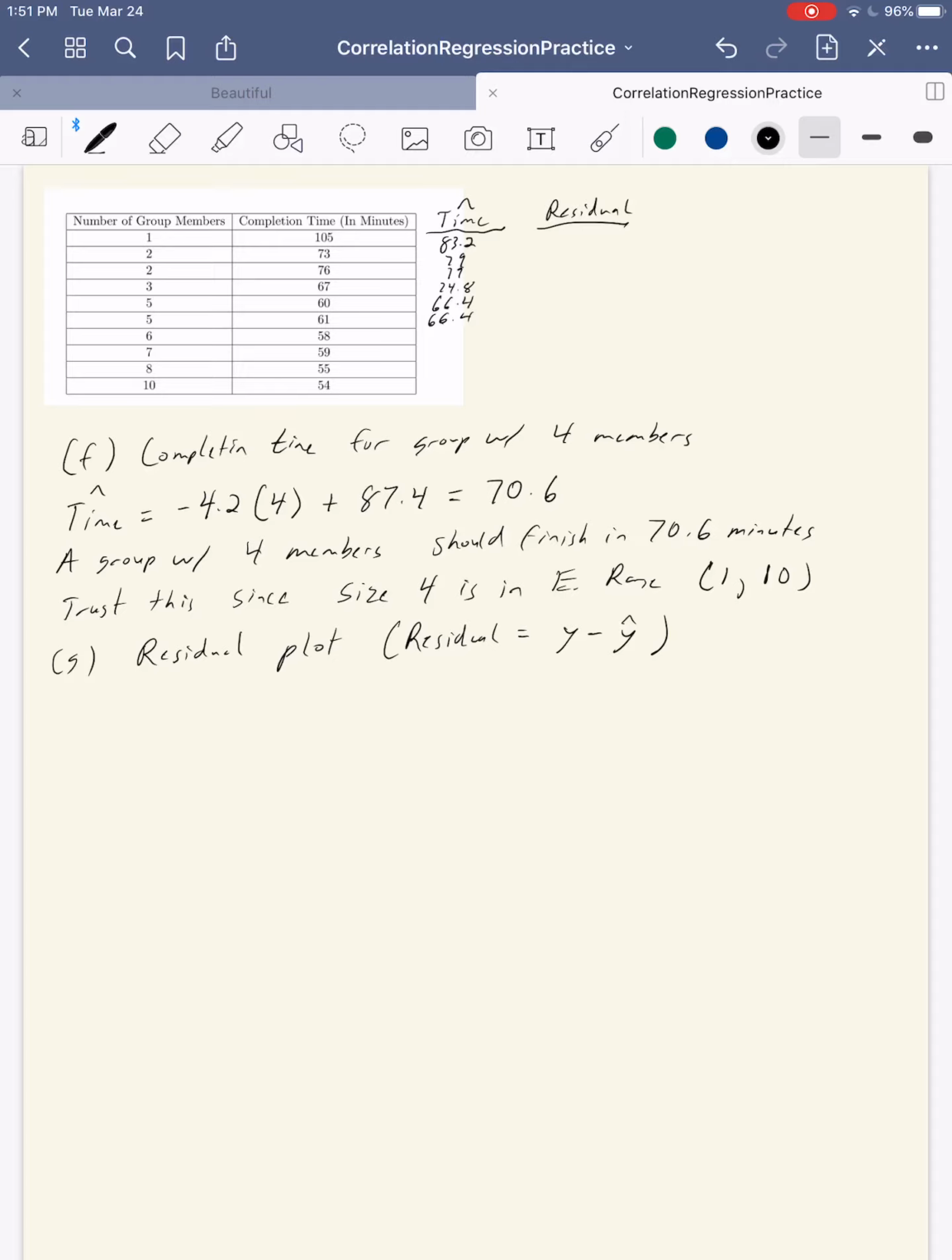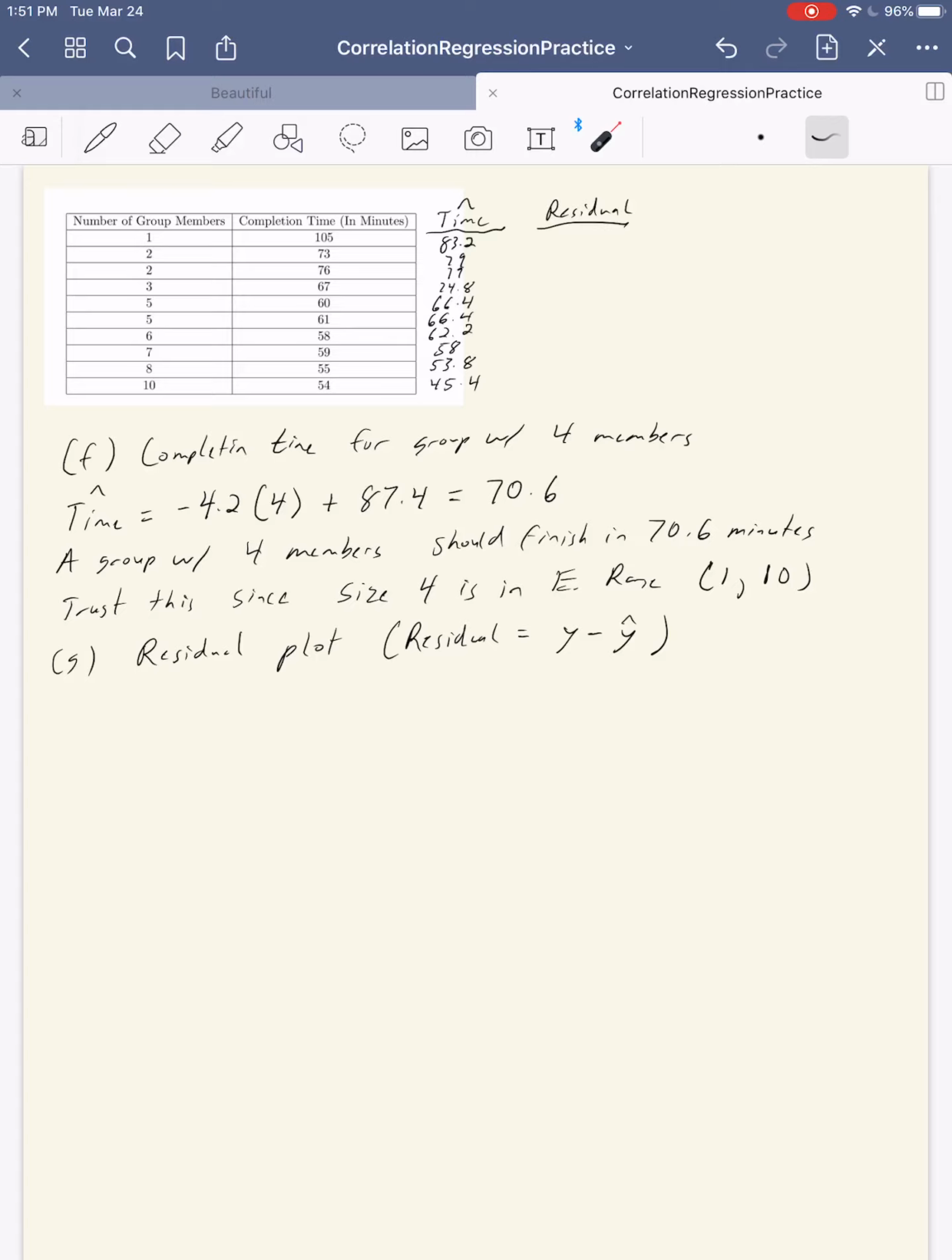Then group size 6, so negative 4.2 times 6 plus 87.4. That should be 62.2. Then the 7, negative 4.2 times 7 plus 87.4. That would be 58. Then the 8, negative 4.2 times 8 plus 87.4. That's 53.8. And finally, the group size of 10, negative 4.2 times 10 plus 87.4. That should give us 45.4. So those are our predicted times there.